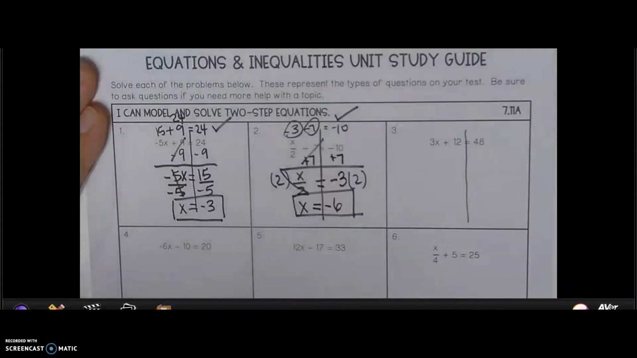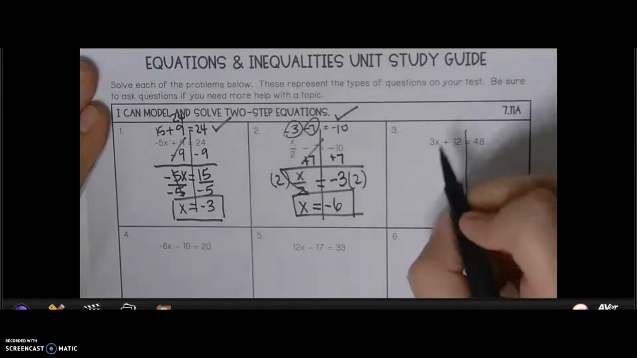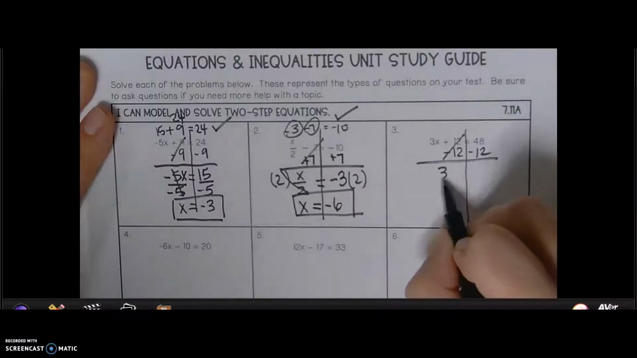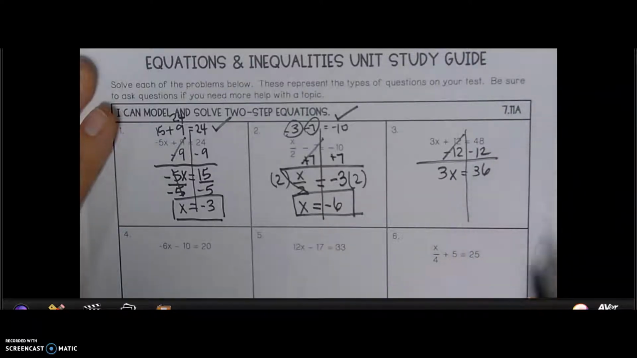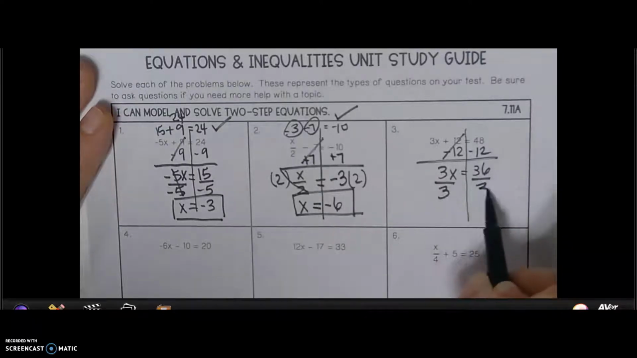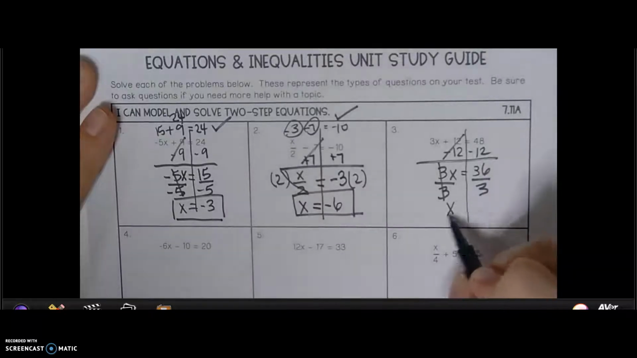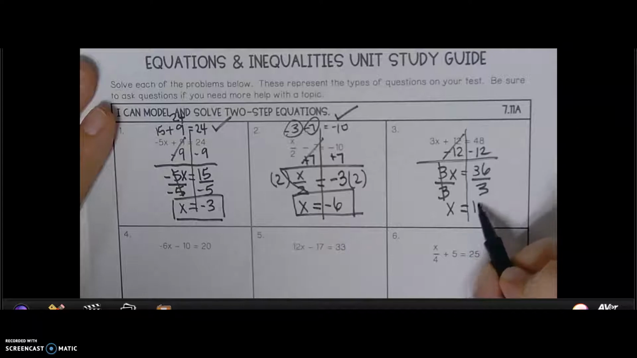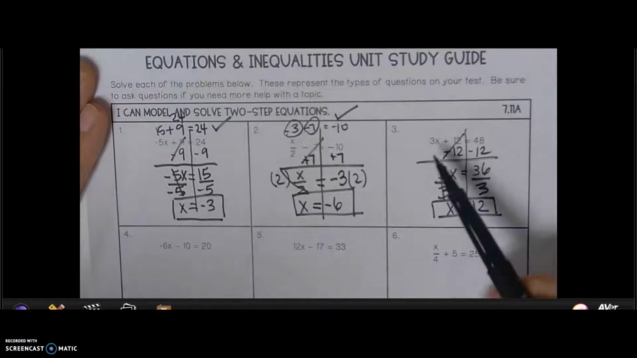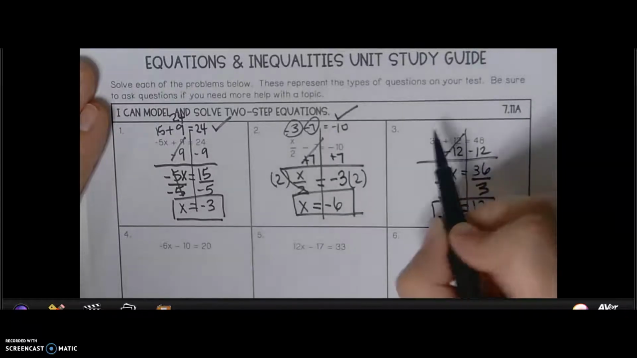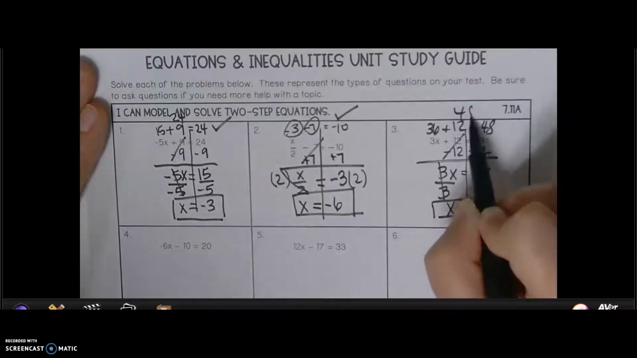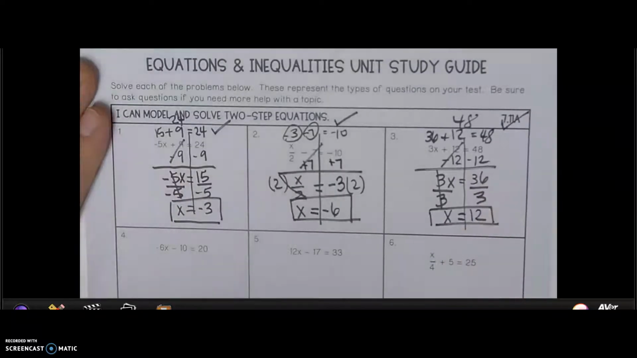3x plus 12 is equal to 48. So in order to get rid of my constant first, I'm going to subtract 12 from both sides. That would give me 3x is equal to 36. Then I have a multiplication problem, which I can undo with division. That will give me x by itself. And 36 divided by 3 is going to give me 12. Okay, so if I plug 12 back into my original equation, 3 times 12 is 36. Okay, 36 plus 12 is equal to 48. 48. My equation would be balanced.